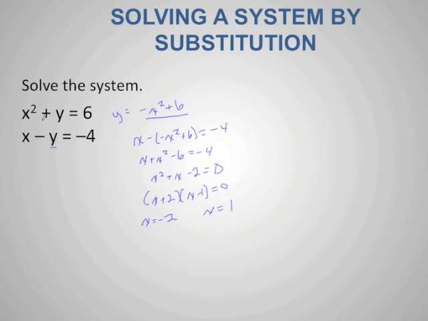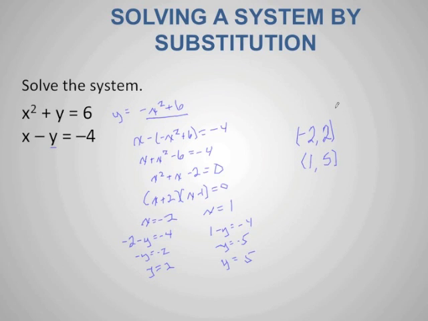Now we expected two answers for x because we have an x squared. It does give us two separate answers for y. So we'll have negative 2 minus y equals negative 4, or negative y equals negative 2, and y equals 2. So one ordered pair for an answer is (negative 2, 2). And then we could also, using the 1 minus y equals negative 4, so negative y equals negative 5, and y equals 5. My other ordered pair is (1, 5).